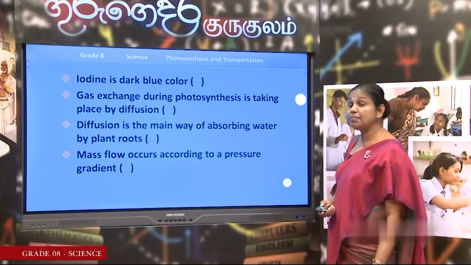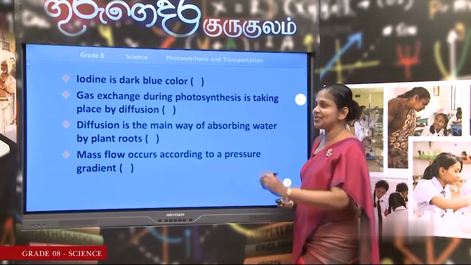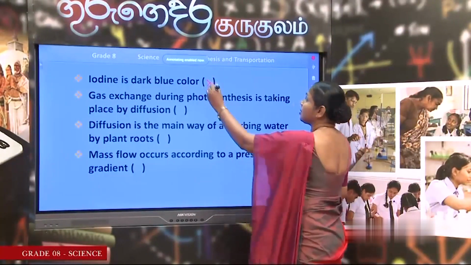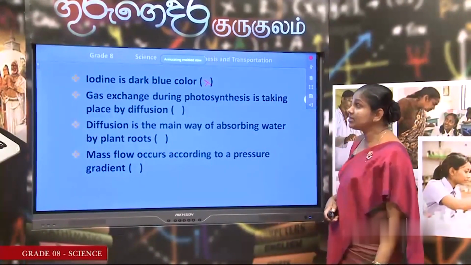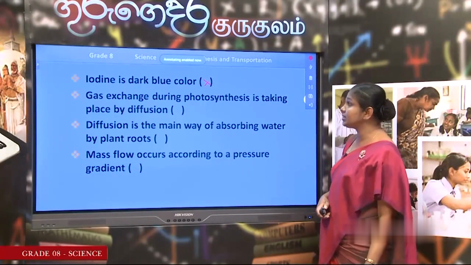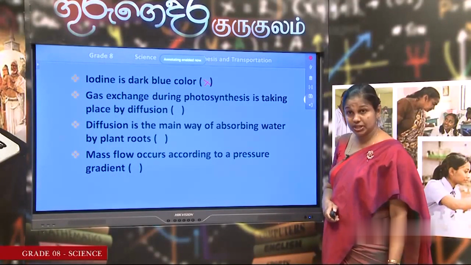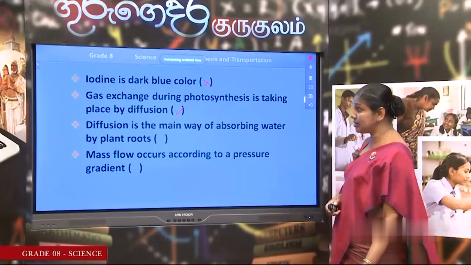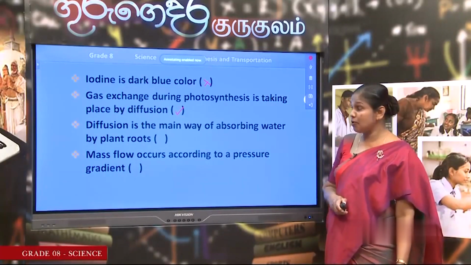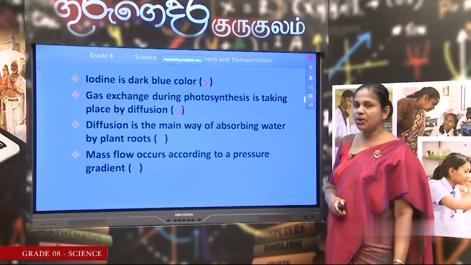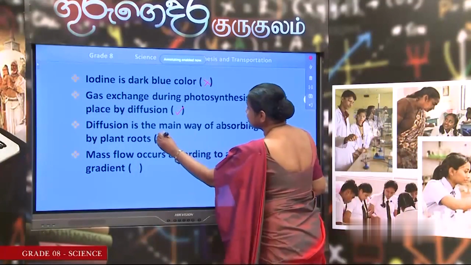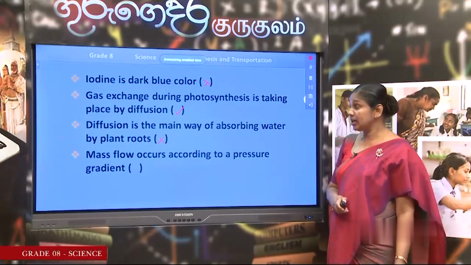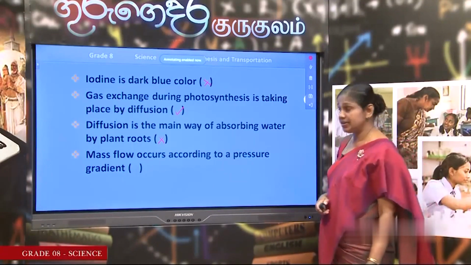Iodine is dark blue color. Is it correct, children? No, wrong. It is brown color. Gas exchange during photosynthesis is taking place by diffusion. Yes, it is correct. Diffusion is the main way of absorbing water by plant roots. No, that is wrong. Diffusion is not the process, it is osmosis. Mass flow occurs according to a pressure gradient. Yes, correct.